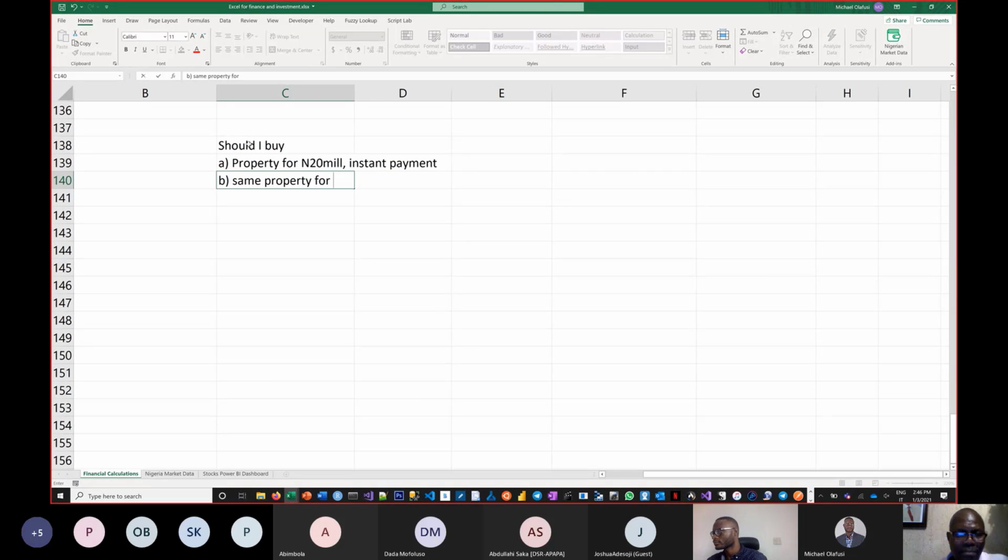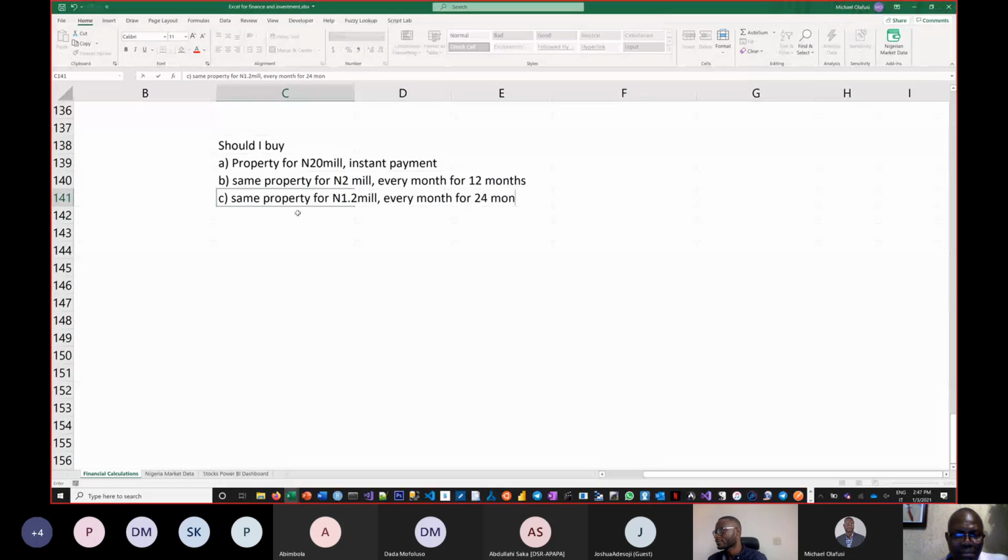You will pay 2 million every month for 12 months. Okay. And now, let's say, the same property for 1.2 million every month for 24 months. Okay.